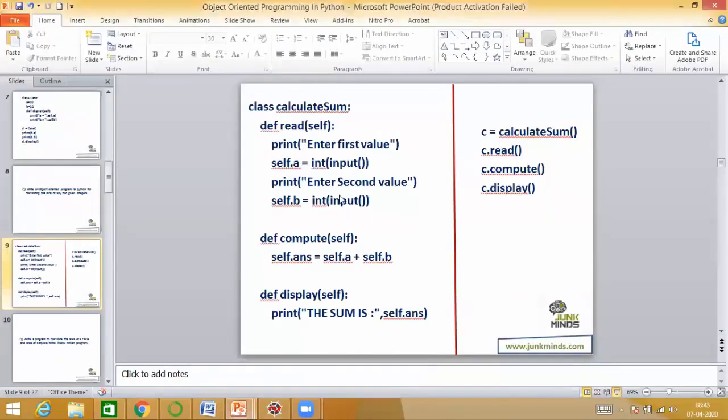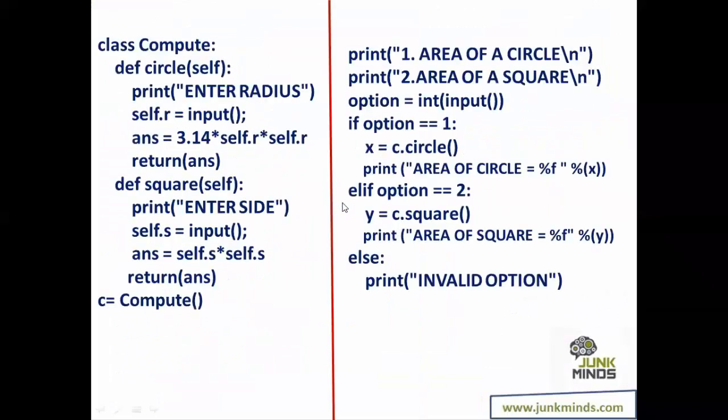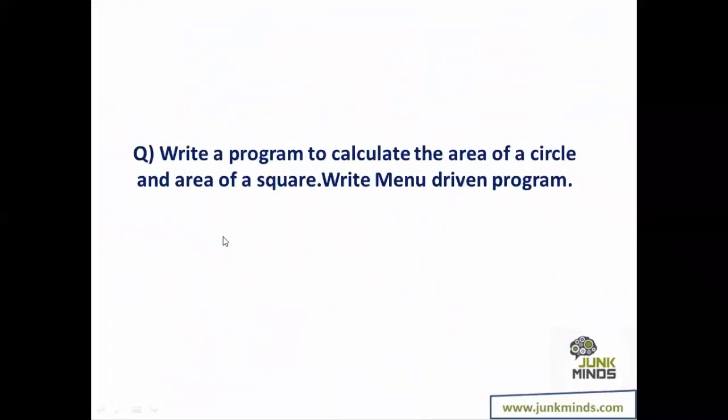Now, what you'll do for me is you'll try and write this program: a program to calculate the area of a circle and area of a square. It has to be a menu driven program. Menu driven program means you have to give me a menu saying 1 is for area of a circle, 2 is for area of a square, and then depending on what I select, accordingly the program has to execute, right? 10 minutes, get this program, and then we continue.